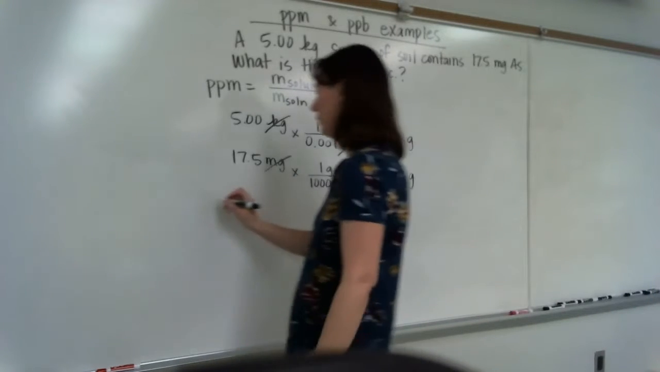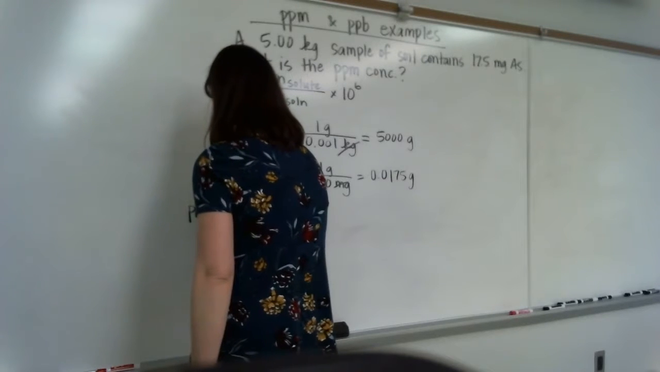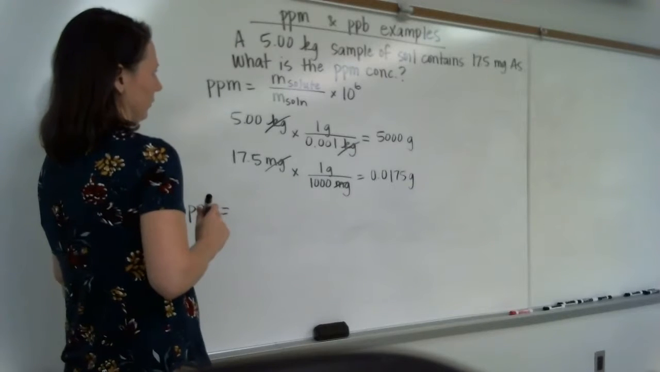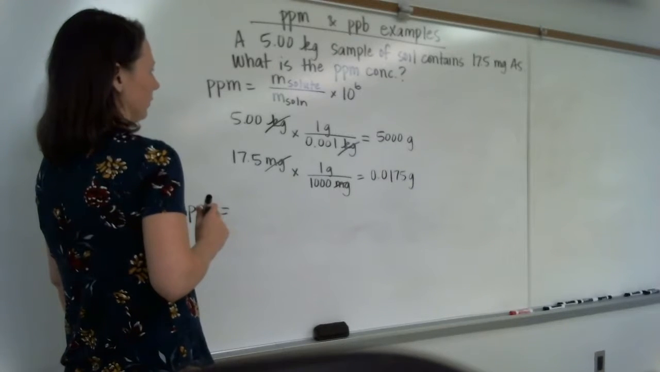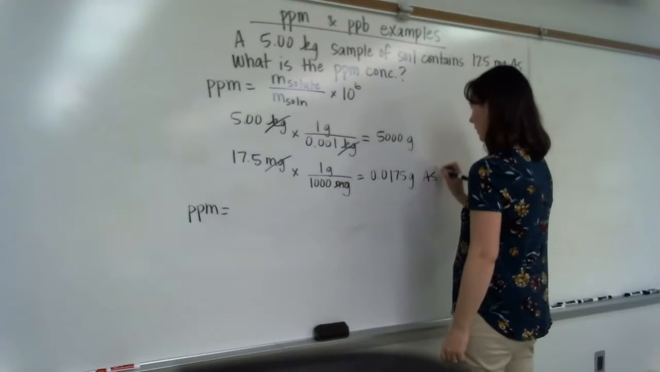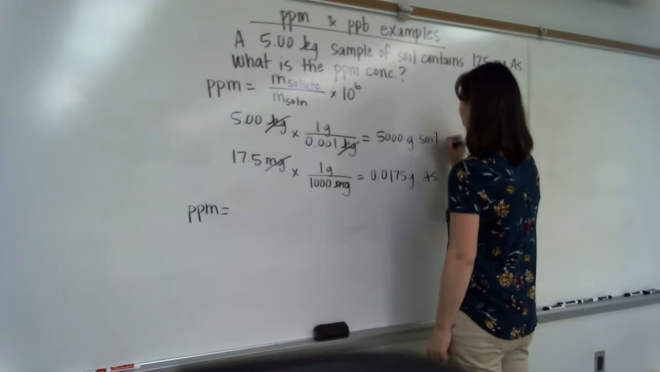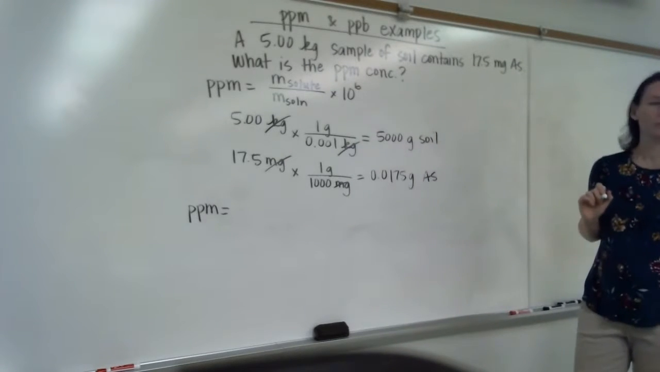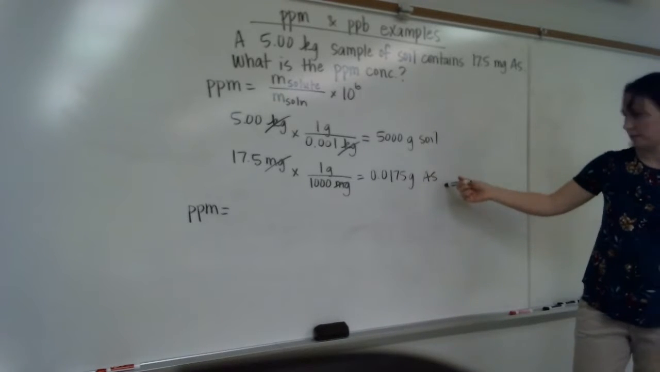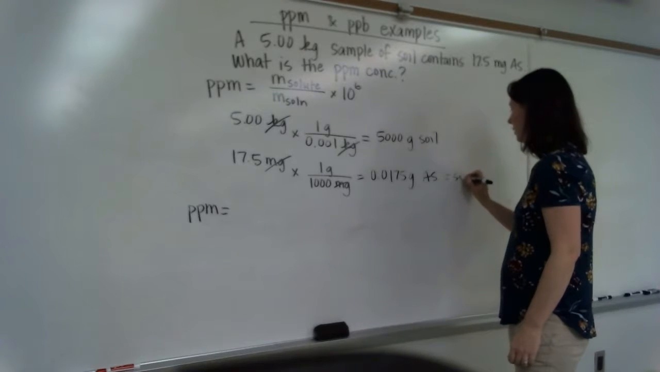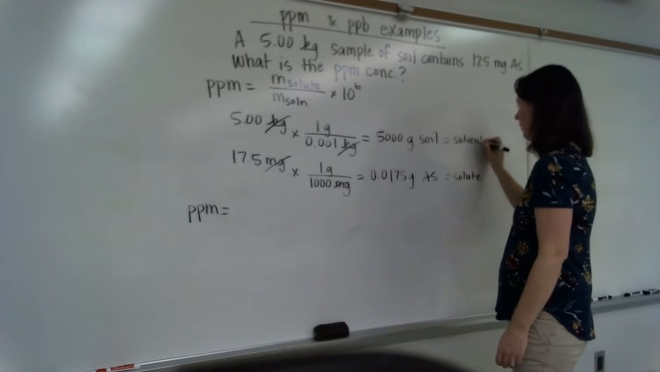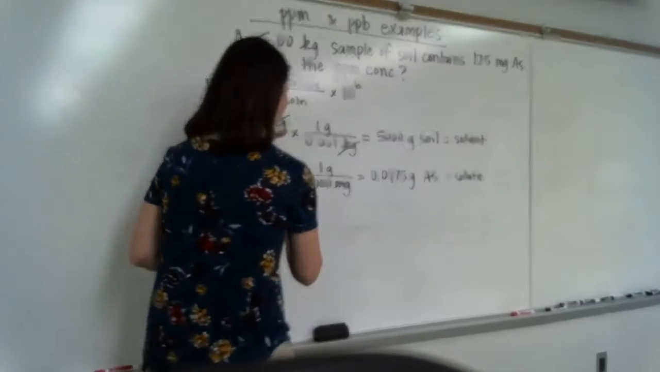So ppm is equal to, which number goes on the top? Which one's the solute, which one's the solvent? This is the solute, right? That one's arsenic. And then this is soil. So which one's the solute? Yes. The solute is always the smallest one. So this is our solute, and this is our solvent.